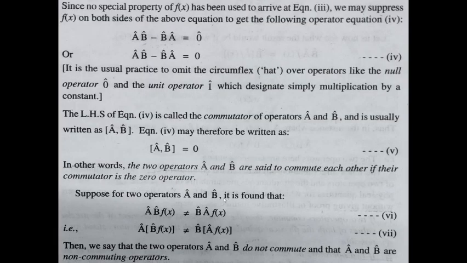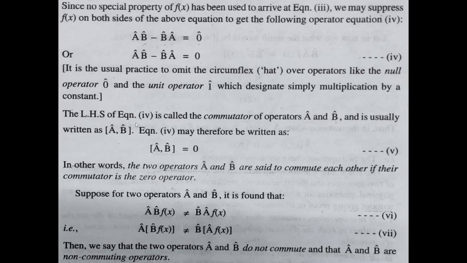And then we have to suppress this equation as (A operator B operator minus B operator A operator) f(x) is removed. And then the 0 hat, the 0 operator, doesn't have any meaning. So we just put 0. So here the point is given: it is the usual practice to omit the circumflex hat over operators like the null operator and the unit operator. If it is the unit operator, the result is the same, which designates simply multiplication by a constant.